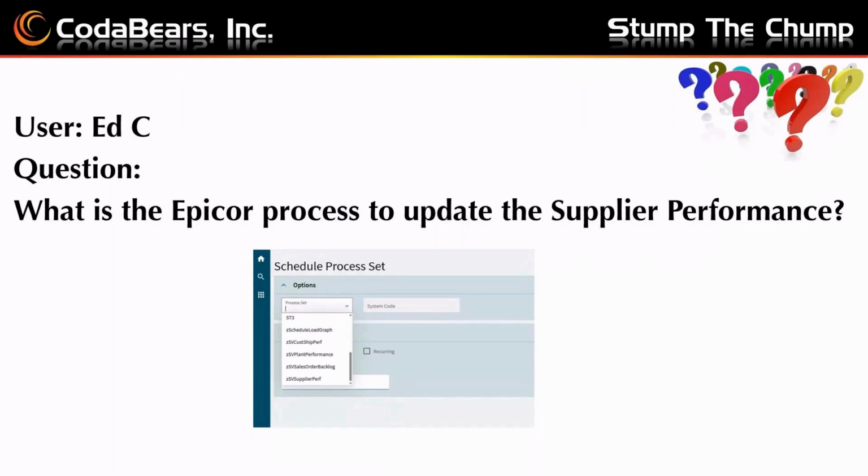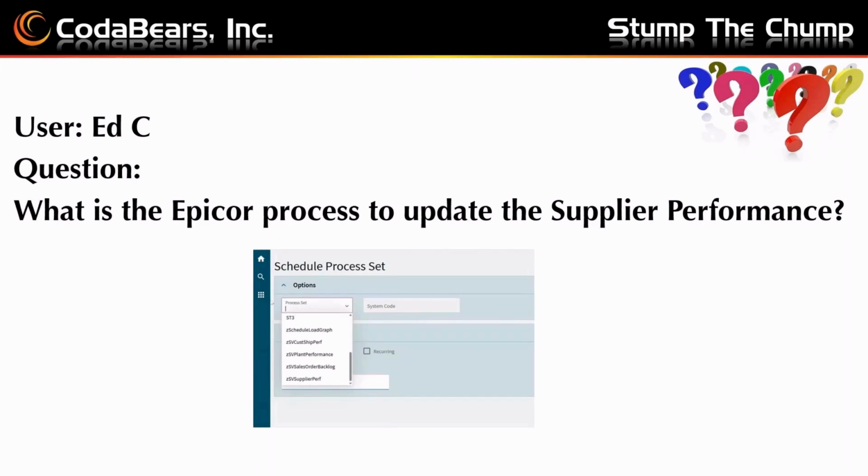Okay, Ed asked a follow-up question. What is the Epicor process to update the supplier performance? So if you go under system management, I think there's a schedule a process set, or just search the menu for this. When you scroll through the list, you're going to find a schedule load graph, customer shipping performance, plant, sales order, and supplier. You need to run this supplier one on at least a once a day schedule so that when you go in, you're seeing updated calculations and info for suppliers.